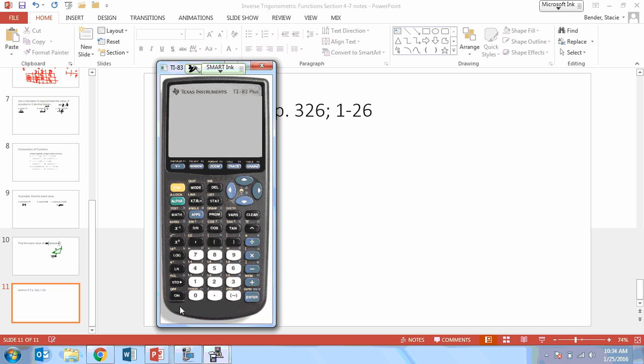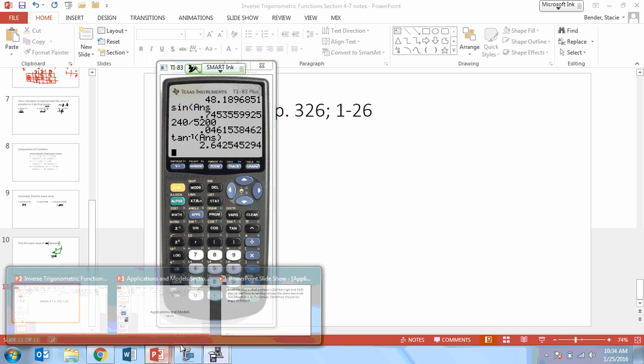But if we take 240 divided by 5,200, and we say, hey, tell me which angle has that answer, so we do second tan and then second answer to pull that answer that is in memory for us. Are you in radians? And that's okay. You can just make sure you tell me it's in radians. We just happen to be in degrees for the other ones.